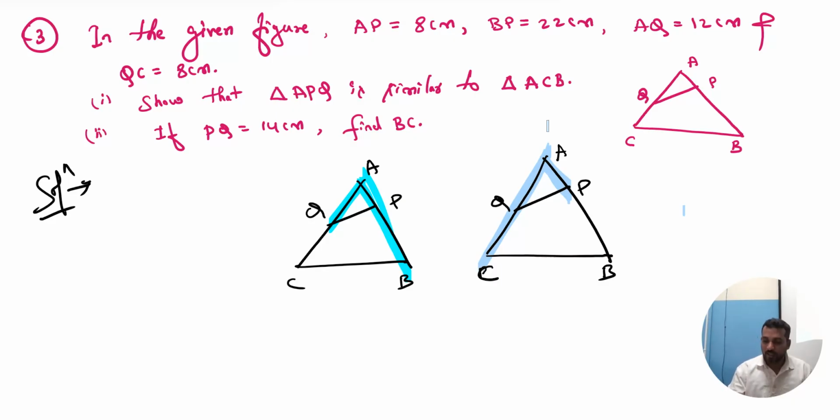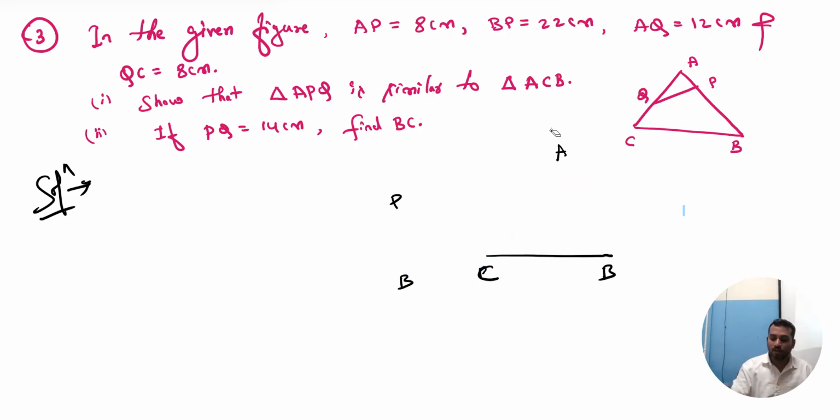How to prove, children? If you want to take AP, what you should say? AP is proportional to AC. And here AQ is proportional to AB. Can we take? Remember this logic.